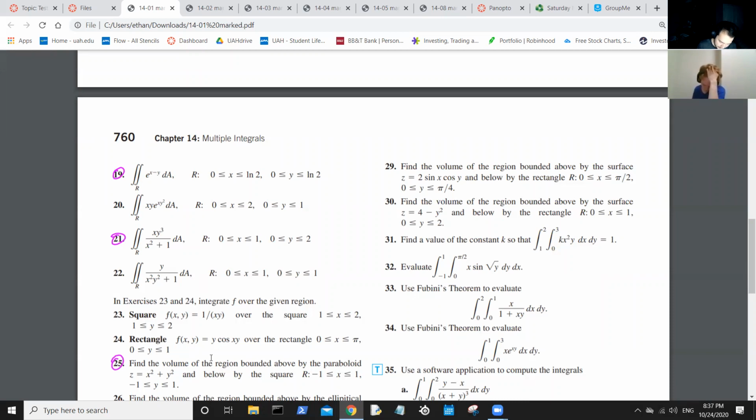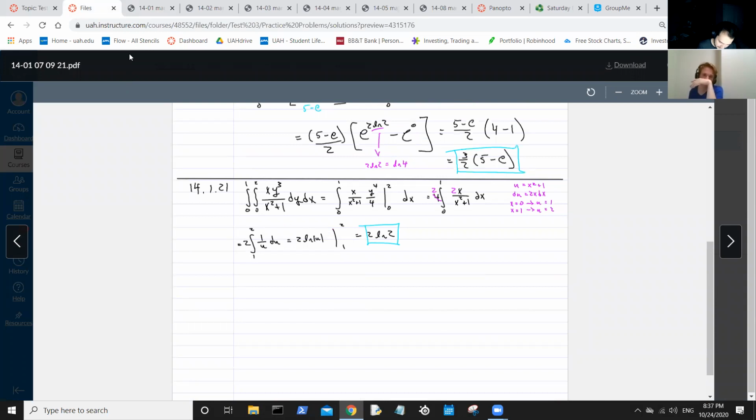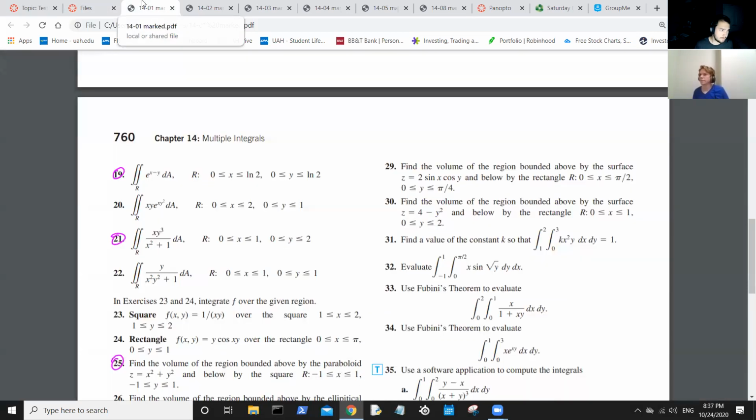So we have 2 ln of 2 minus nothing, because ln of 1 is 0. Let's go see. Yep, it's 2 ln of 2. All right, so that was all of his worked problems.